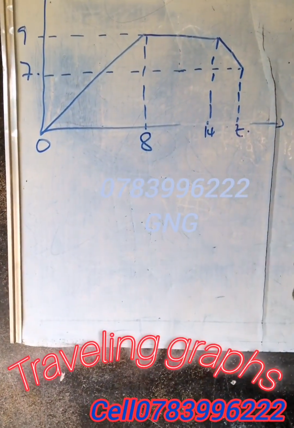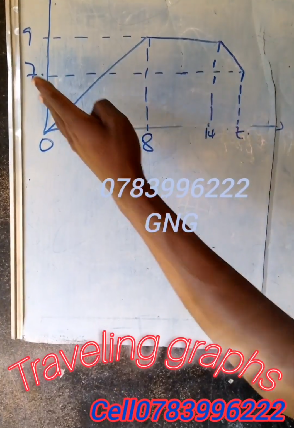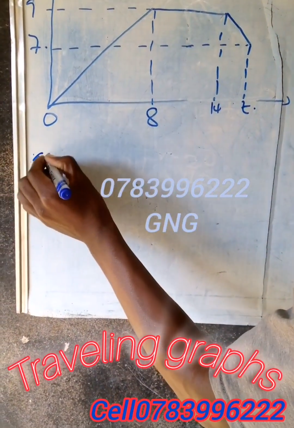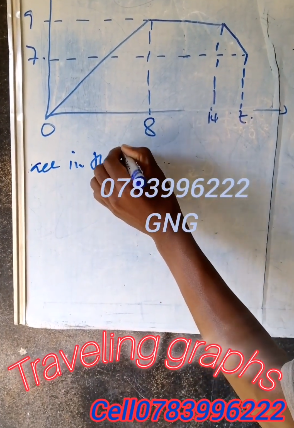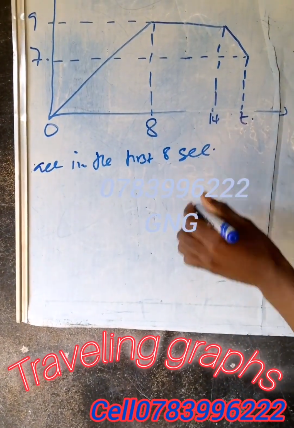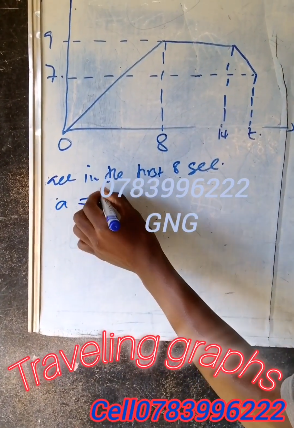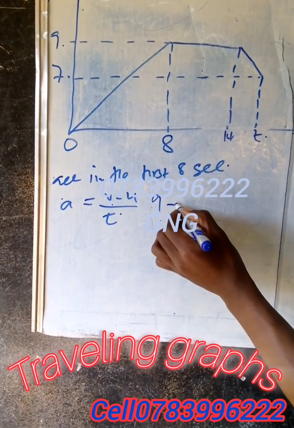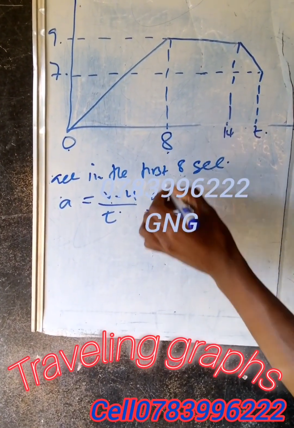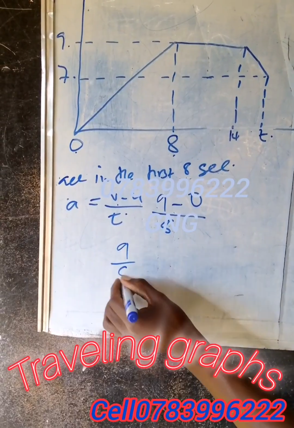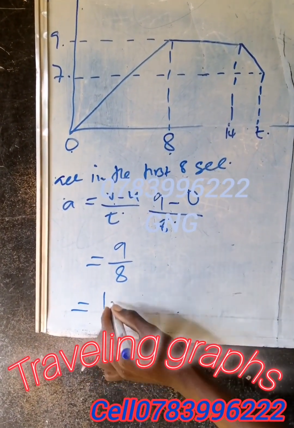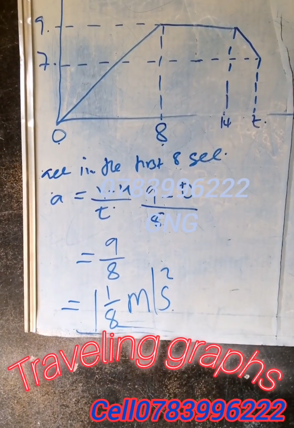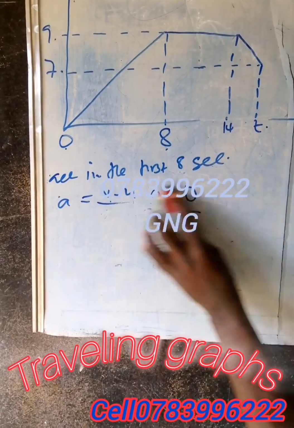So, given this diagram, our first question may ask us to find acceleration in the first 8 seconds. So the formula is the same. a equals (v minus u) over t. Our final velocity is 9 minus our initial 0, over time taken 8. So 9 over 8. Our acceleration will be 1 and 1/8 meters per second squared. This will be our acceleration.